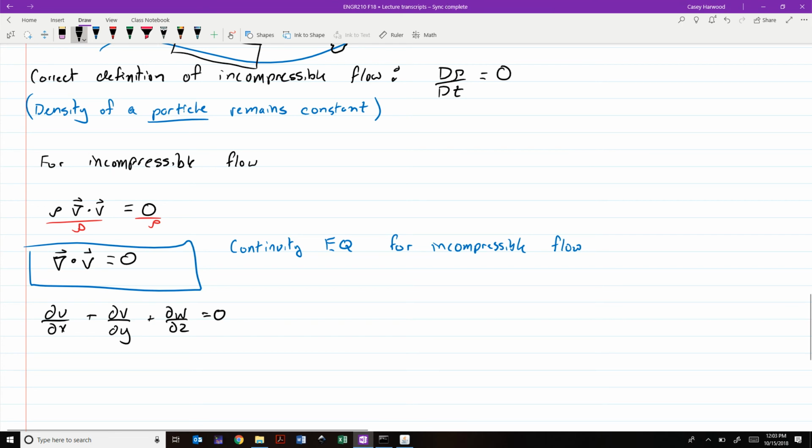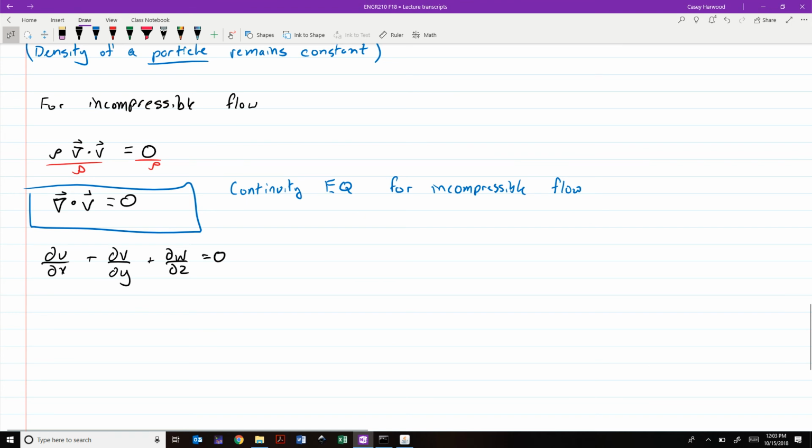Now, this is really useful because most of the flows that we consider in engineering, we can at least make a first order approximation that incompressibility is okay. So this also gives us a tool. If we know two velocities, this allows us to find the third in a velocity field. So let's consider an example problem.